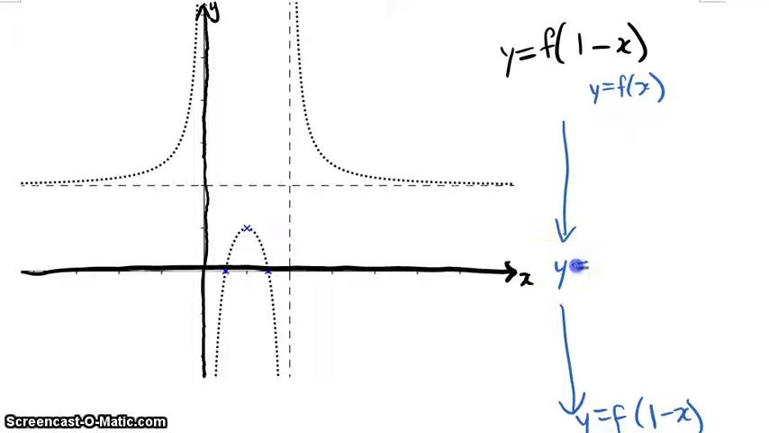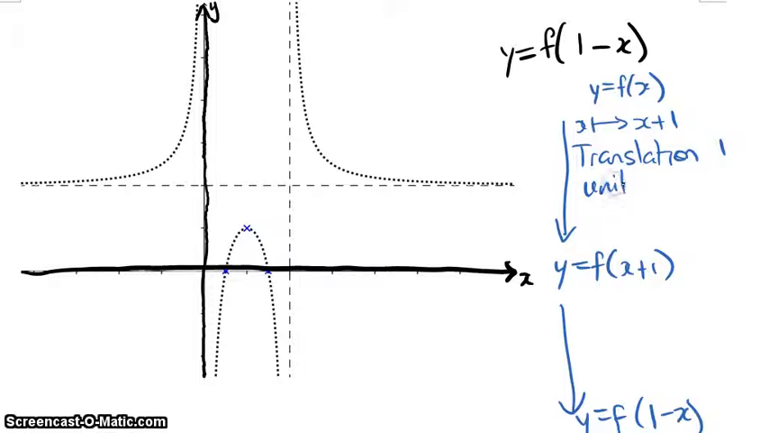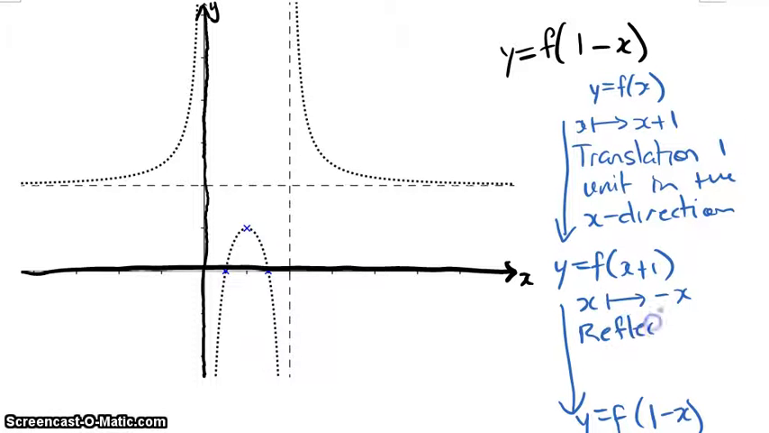The intermediate stage is going to be y equals f of x plus 1, swapping x with x plus 1. And as we know, this is a translation of 1 unit in the negative x direction. And then for the next one, we're swapping x with minus x. This is going to be a reflection about the y-axis.